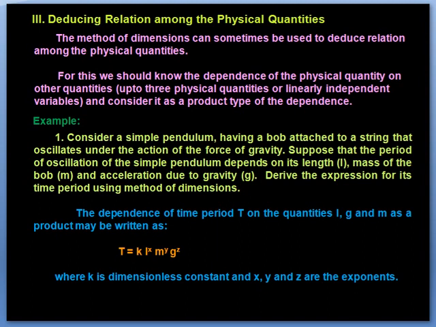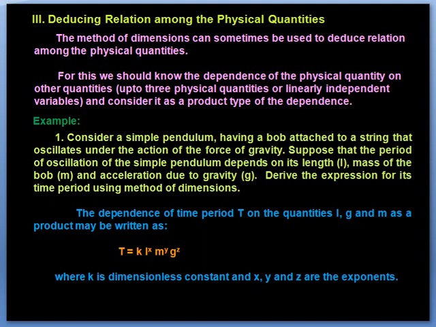Deducing relation among the physical quantities. This is the third use of dimensional analysis. The method of dimensions is very important. The method of dimensions can sometimes be used to deduce relations among the physical quantities. Suppose more than one physical quantity is given and one physical quantity varies with respect to two or more physical quantities, then with the help of dimensional analysis we can find out the relations among those physical quantities, and we can establish a formula.